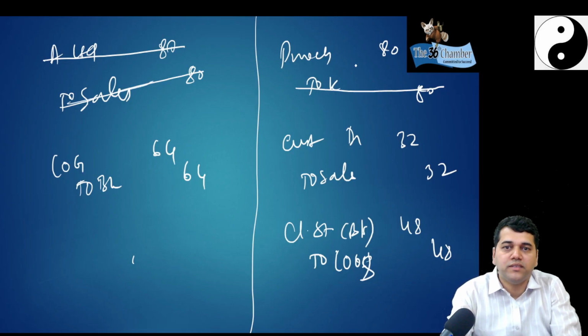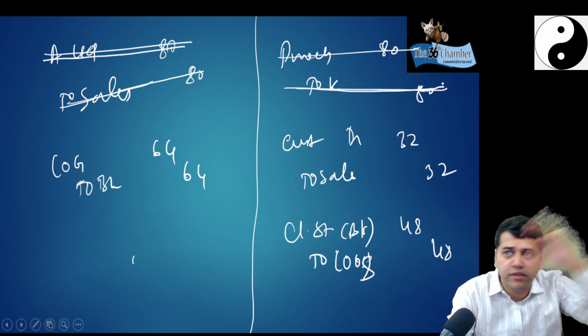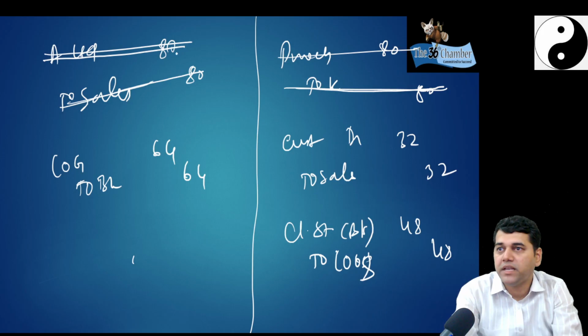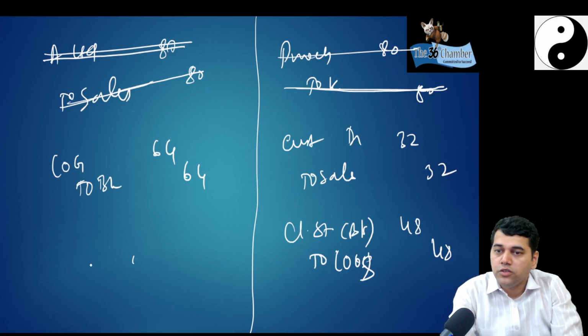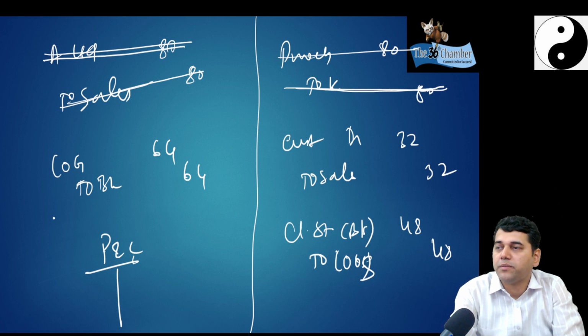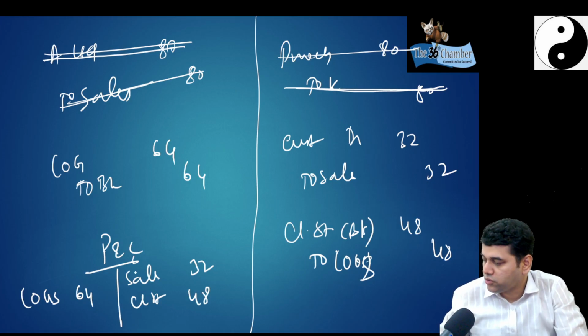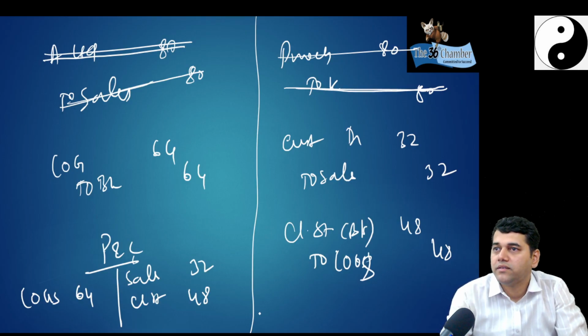Now sales and purchases will get cancelled. Irrespective of whether you sold to a third party or not, when you prepare a consolidated balance sheet, your intercompany eliminations are going to happen. So if I prepare a P&L account, on the debit side of the P&L, cost comes, 64. Sales comes, 32. And you have closing stock 48. How much does it come to? 32 plus 48, 80. Oh, then do you say I made a profit?